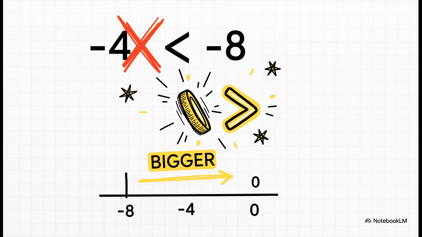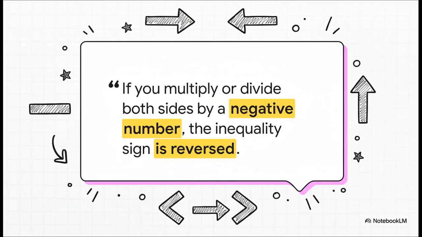Whoa, look at that. Our sign started as less than, but to keep the sentence true, we had to flip it to greater than. It completely turned around. And that, my friends, is the big, important, tricky rule. This is the one you have to burn into your brain. Let's say it together. Whenever you multiply or divide both sides of an inequality by a negative number, you have to flip the inequality sign. So less than becomes greater than, and greater than becomes less than. You just flip it right over.